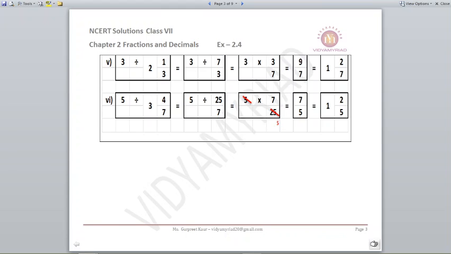Last part, 5 divided by 3 4 by 7. Now what is 3 4 by 7? 7 3s are 21. 21 plus 4 is 25. So 5 divided by 25 upon 7. Change the sign and take its reciprocal. So 5 multiplied by 7 upon 25. 5 and 25 are both divisible. So the new fraction is 7 upon 5. Divide it and convert it into a mixed fraction. So it will become 1 2 by 5.